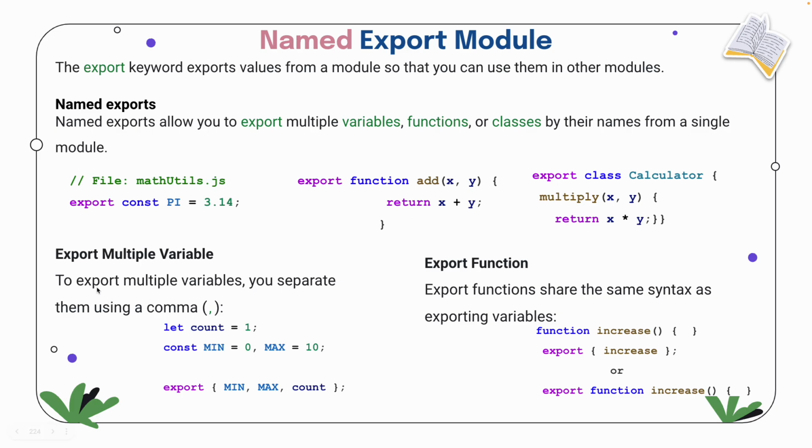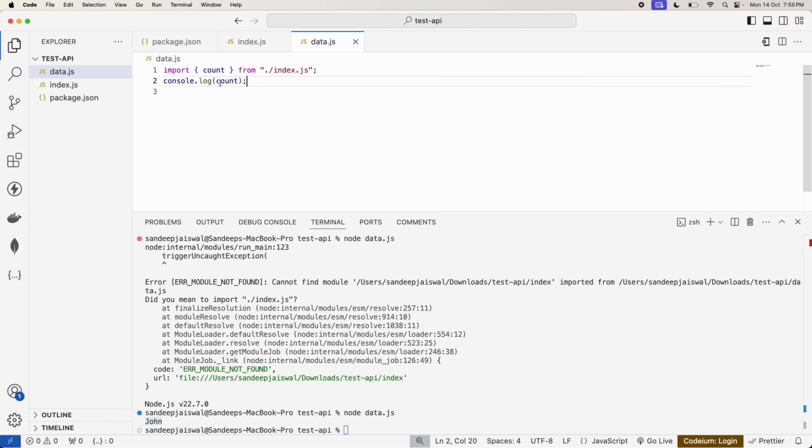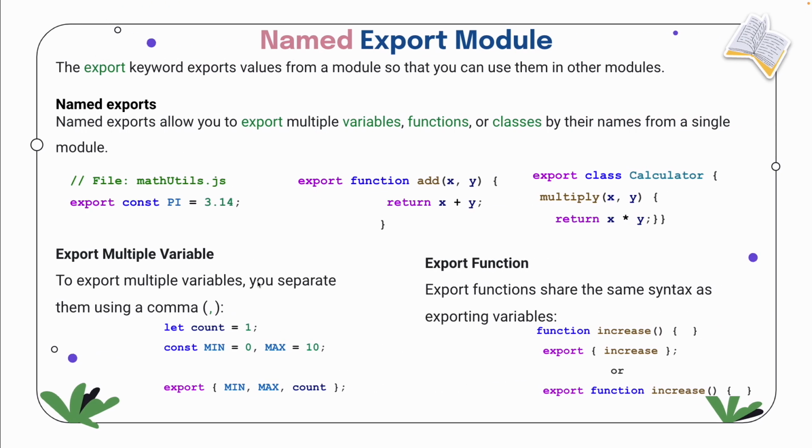So same way you are writing here. See, we have one variable called count, second variable called min, and third variable called max. So all three variables we are trying to export: min, max, count. So as we did here, we just did export count. Okay. So we want to export that. So if you want to export that, we write like this.